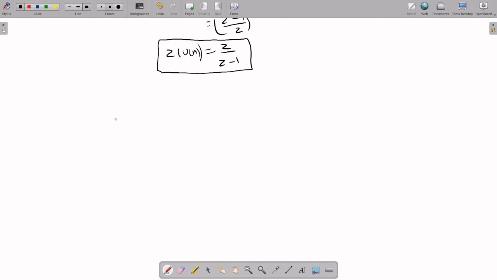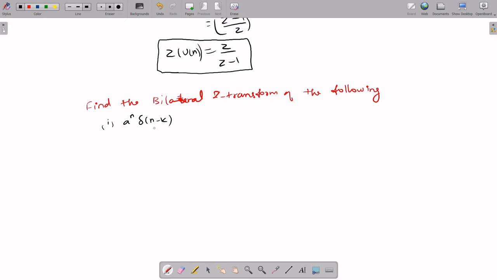And next we will find the Z transform of bilateral. That is the bilateral Z transform. Find the bilateral Z transform of the following functions. Our first problem is you have to find out a power n into delta of n minus k. That is your unit impulse function.